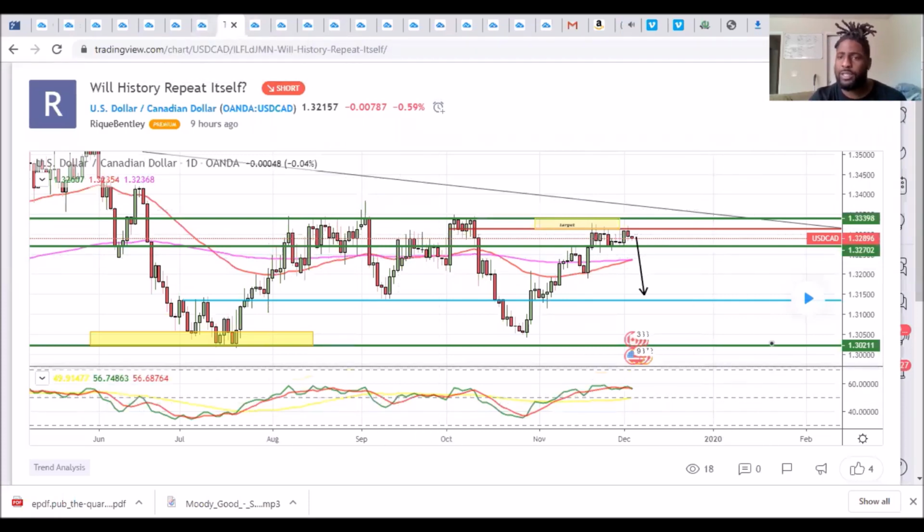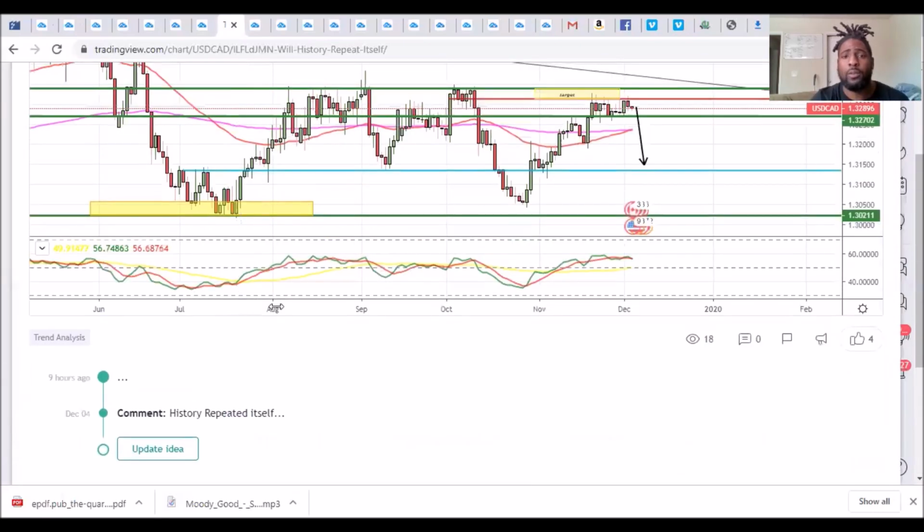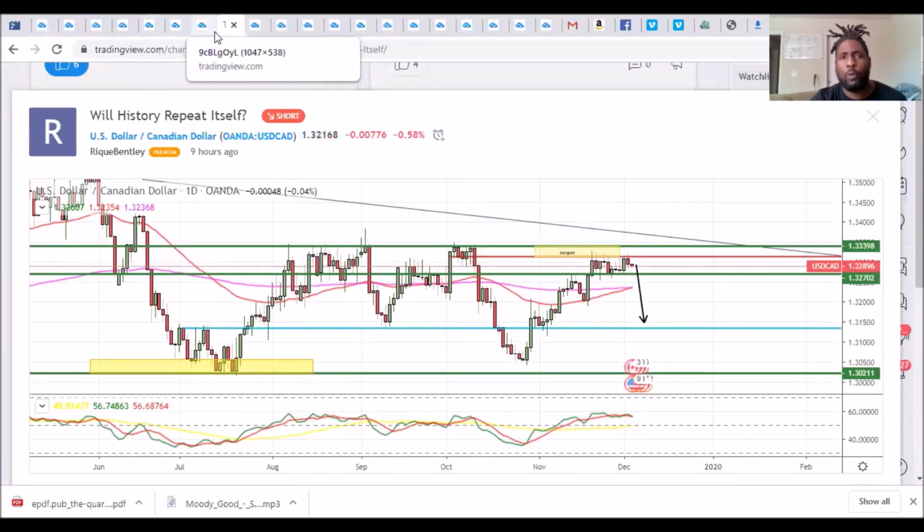Okay. And so like I was saying, just to give you an understanding of what we were looking at before. We just wanted this daily candle to start pushing down. Every time I try to do this replay tool, it doesn't work. So this is why I have my screenshots. Don't know why. We did get an update. Okay. So history did repeat itself. And we start getting our move down, okay?